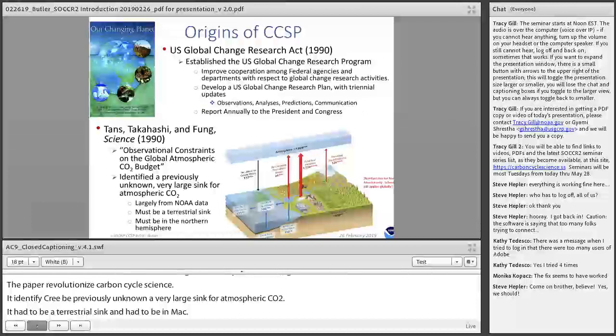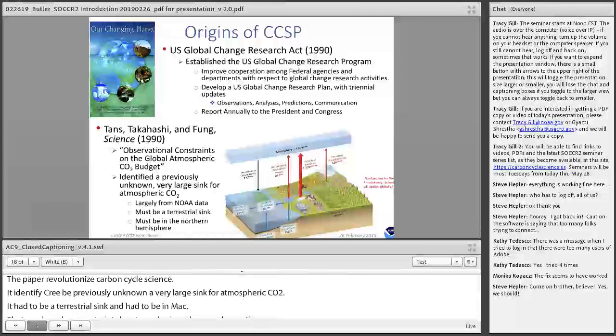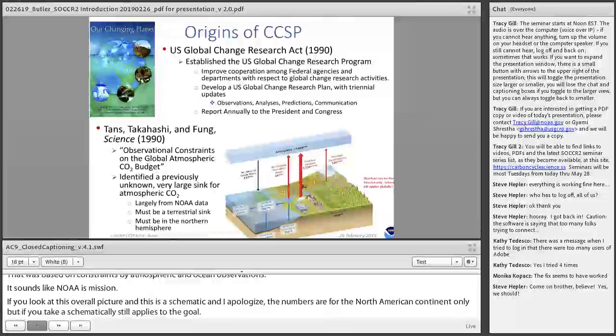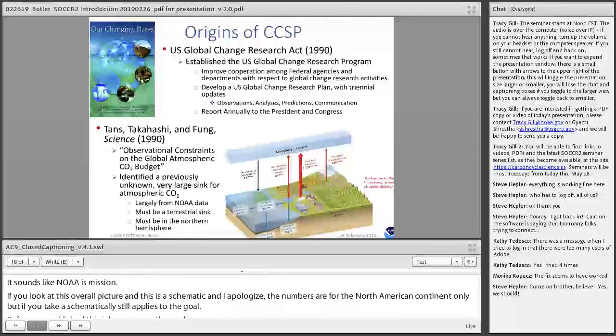So if you look at this overall picture, and this is a schematic, and I apologize, the numbers are in here for the North American continent only, but if you take it schematically, it still applies to the globe. Before this paper was published, this is how we saw the carbon cycle. There were fossil fuel emissions, some land use problems that were putting more CO2 into the atmosphere, and the ocean took up CO2. We knew that.